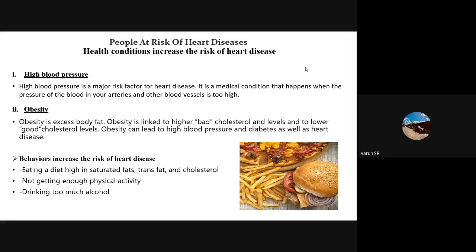Behaviors increasing the risk of heart disease. Number one, eating a diet high in saturated fats, trans fat, and cholesterol. Secondly, not getting enough physical activity. Thirdly, drinking too much alcohol.